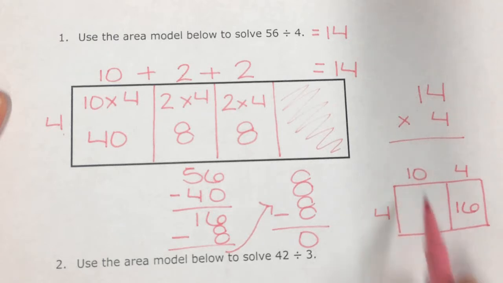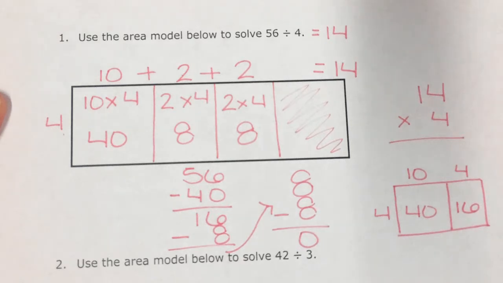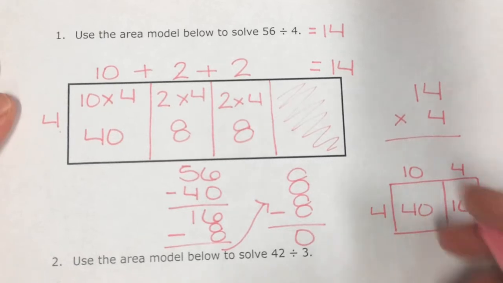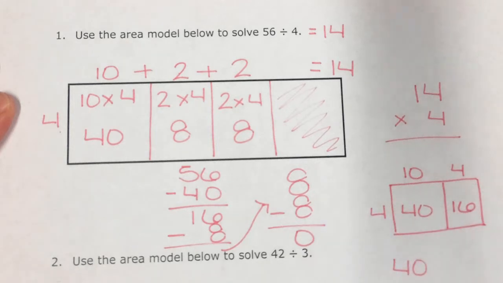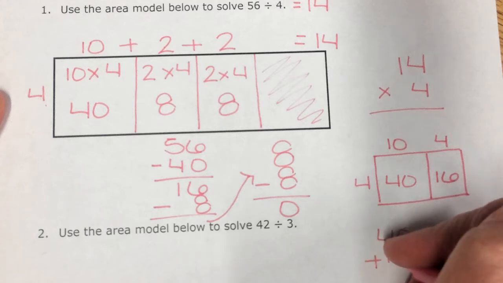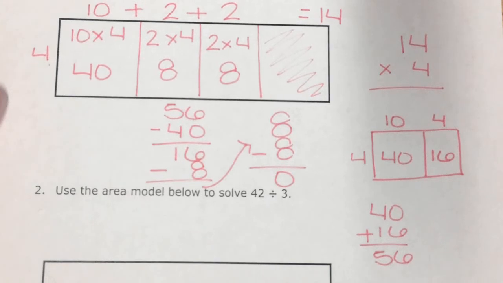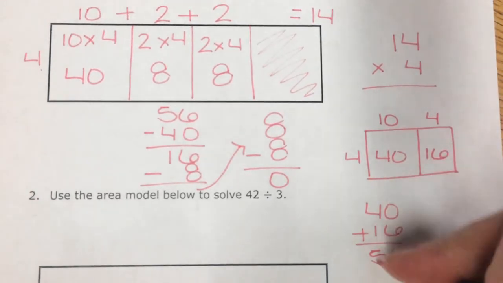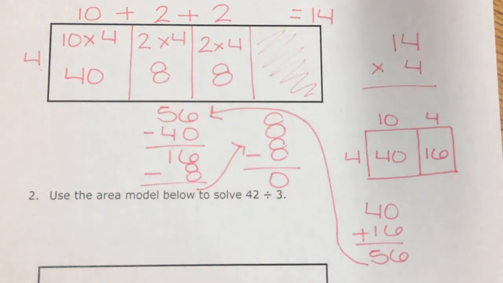My 4 comes over, it meets my 10, 40. Now I have partial products, and so what I need to do is I need to add those. So if I added those, I have 40 plus 16. And it gives me 56, which is perfect because that's the number that I originally started with. So my division checks out.